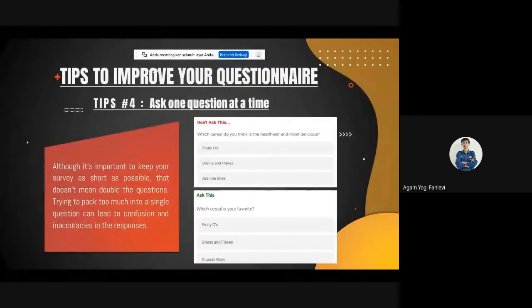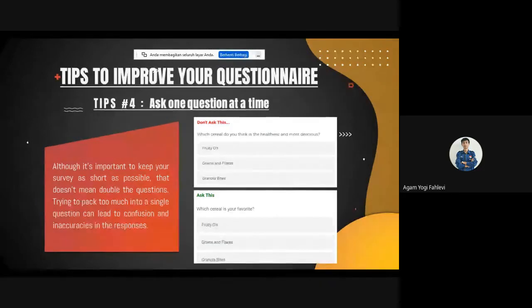Okay, now tip 4, ask one question at a time. Although it's important to keep your survey as short as possible, that doesn't mean doubling up the questions. Trying to pack too much into a single question can lead to confusion and inaccuracies in the responses.